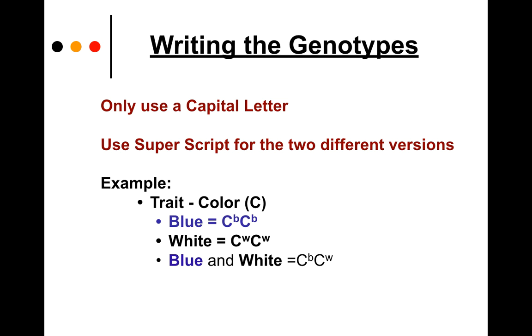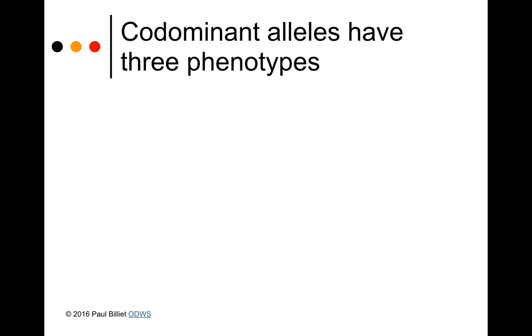When we write out the genotypes for codominant problems, we only use a capital letter, and we use superscripts for the two different versions. For example, if the trait is color, C, the different versions would be blue or white, or blue and white. So we use a capital B superscripted to represent blue, a W to represent white, and BW represents blue-white. Codominant alleles have three phenotypes.